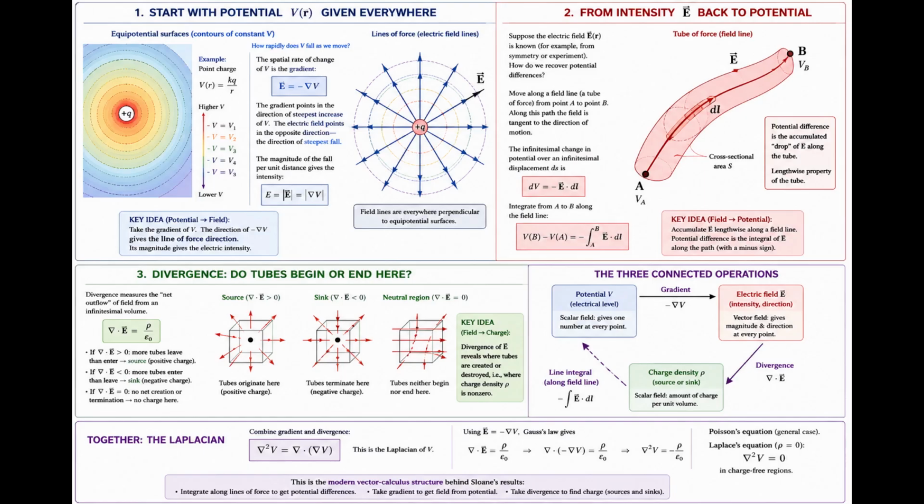Potential difference concerns what accumulates as we travel along the tube. Divergence asks something different, whether the tube structure is being created or terminated locally, and therefore we now have three closely related operations. Integration along a line of force, intensity becomes potential difference. Gradient of potential, potential becomes intensity and gives the lengthwise direction of the lines. Divergence of intensity, the tube structure tells us where charge, the source or sink, is located. Put gradient and divergence together and we arrive at the Laplacian of potential. That is the modern vector calculus structure sitting underneath Sloane's much more concrete calculus demonstrations.